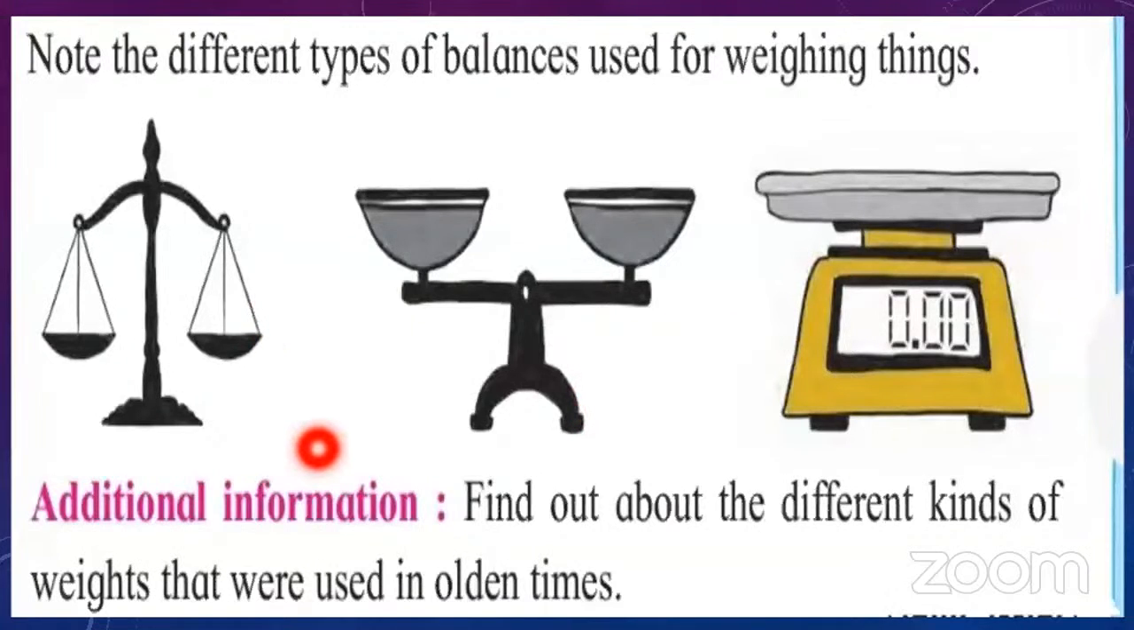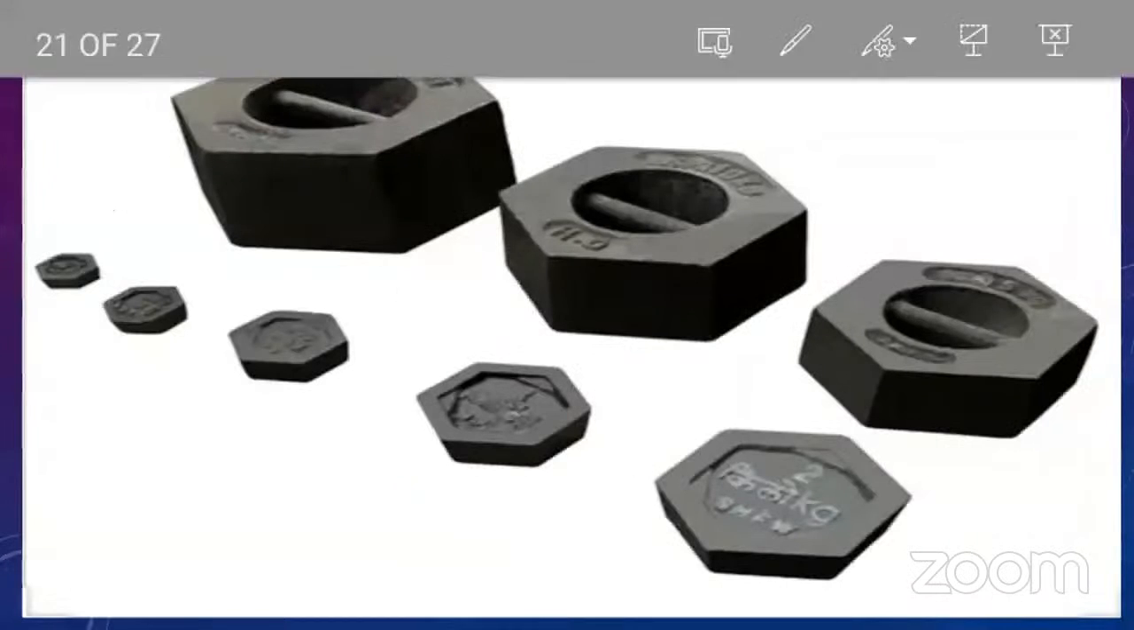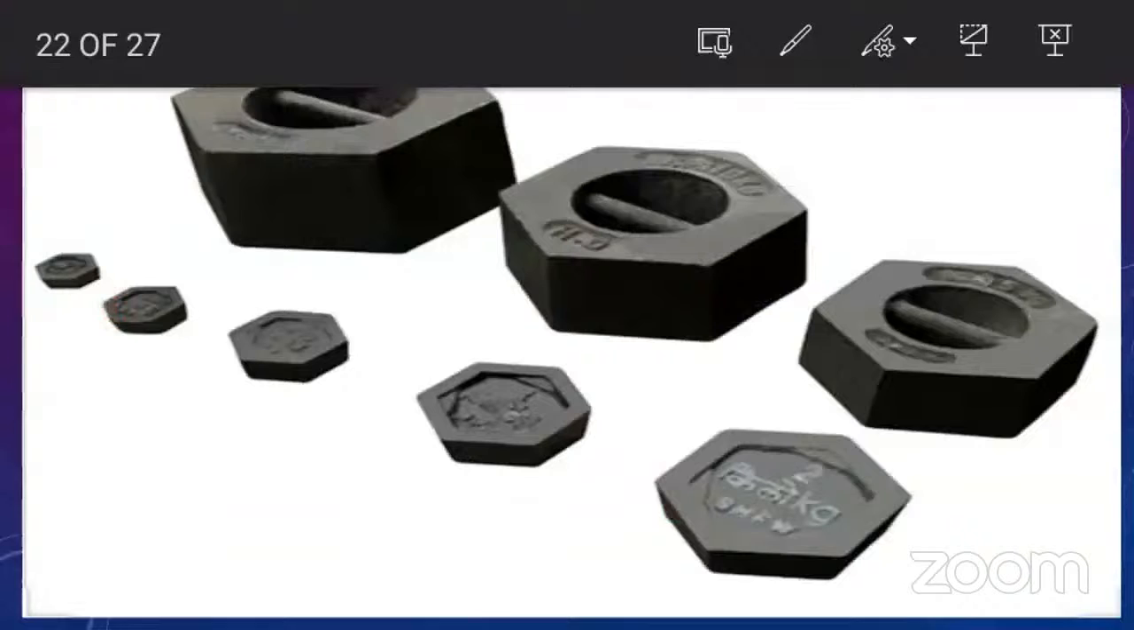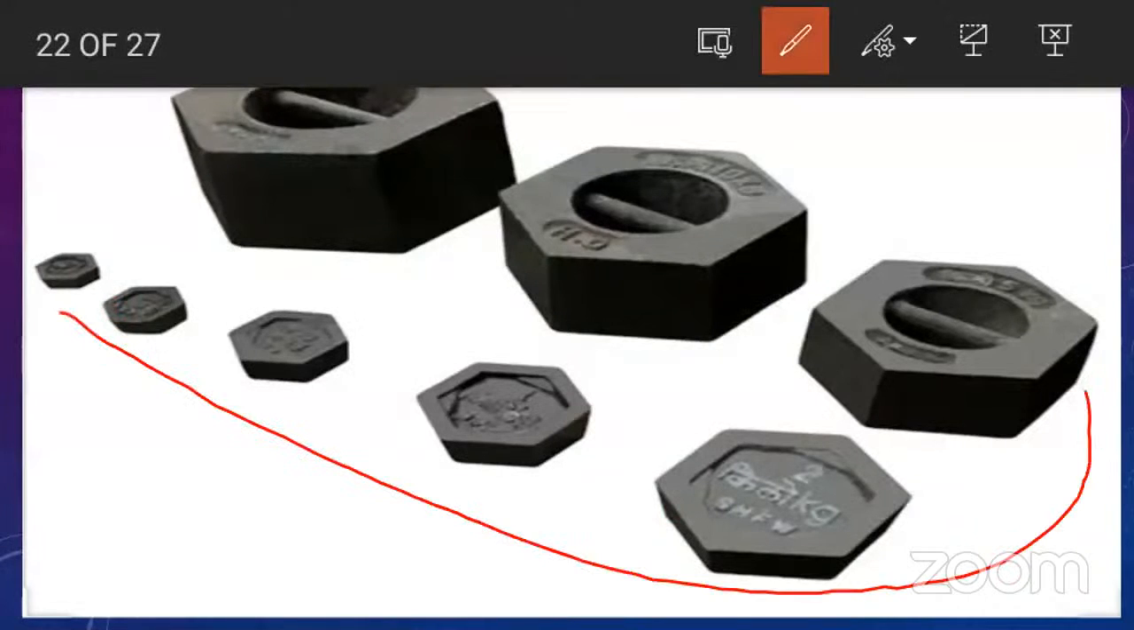Find out about the different kinds of weights that were used in olden times. So let us see that. Okay, look here. You can see in this picture some weights from smaller to bigger, in this order. Look here.